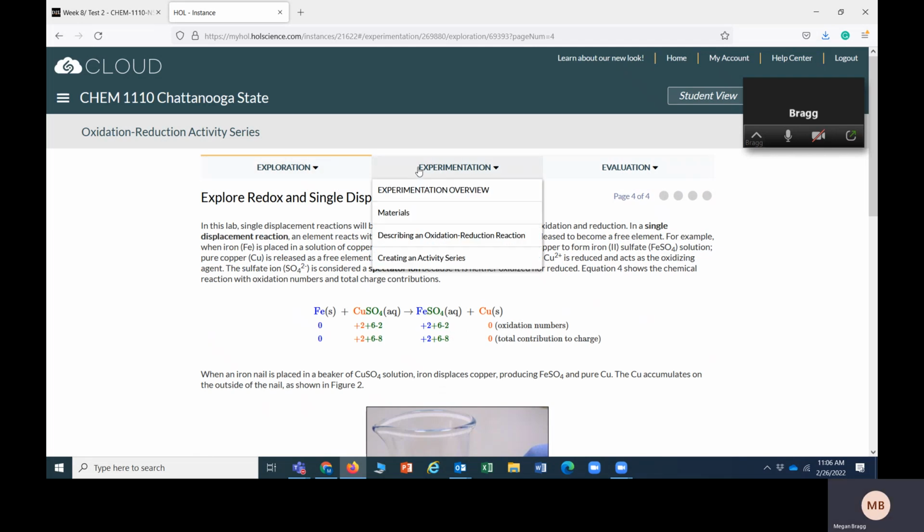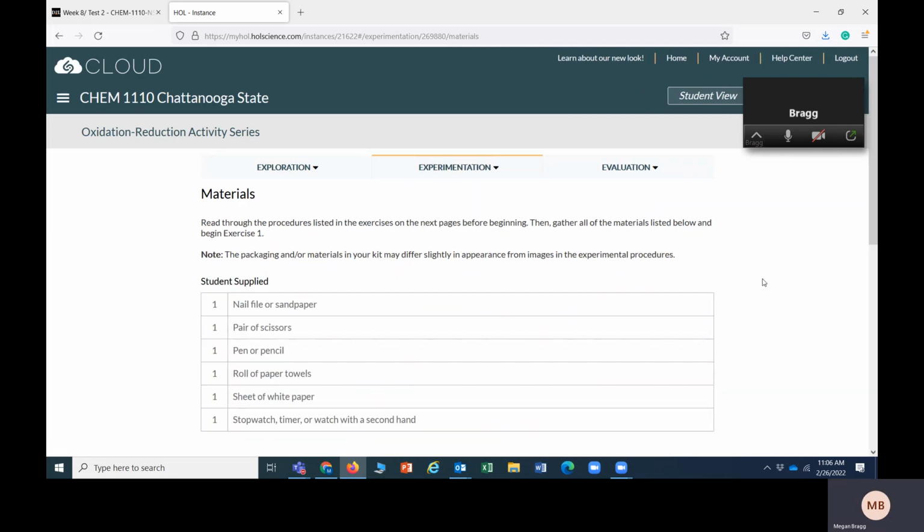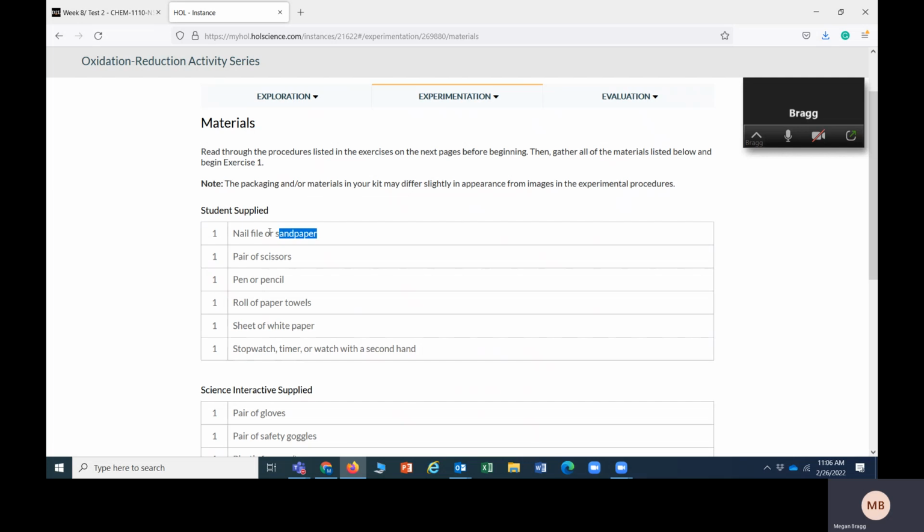All right, so experiment materials. I do recommend a nail file or sandpaper or something. There's one reaction where it's hard to see, and if you're not getting a reaction, most likely it's because you didn't file it. Scissors, this is just to cut. There are some little strips of metal, so you're just going to cut the metal in half.